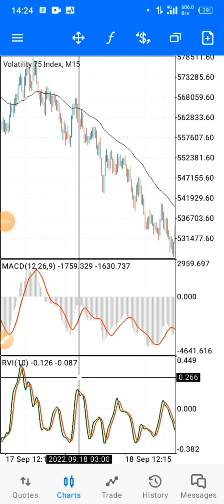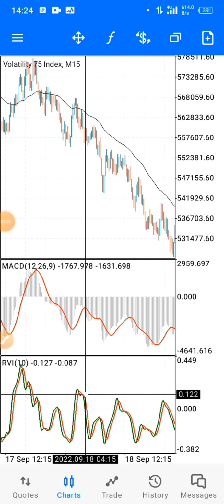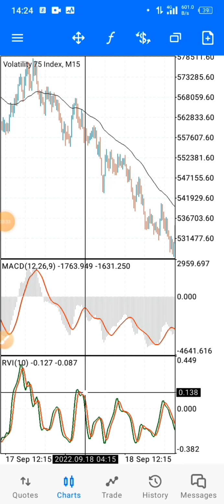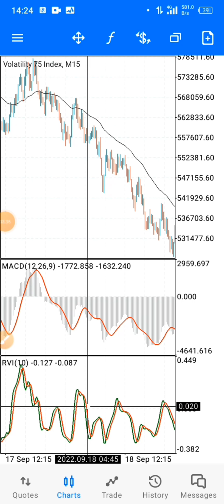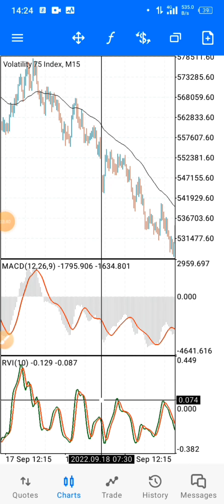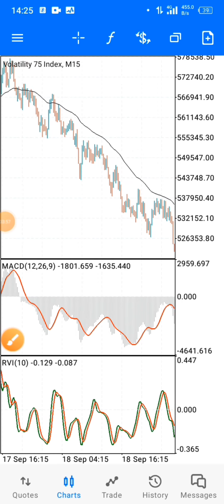We're going to enter whenever the green and the red line cross above the 0 level for a sell. The 0 level right here. So if the green and the red cross above the 0 level, this is for a sell, we enter our sells. So that's what we are going to be doing.